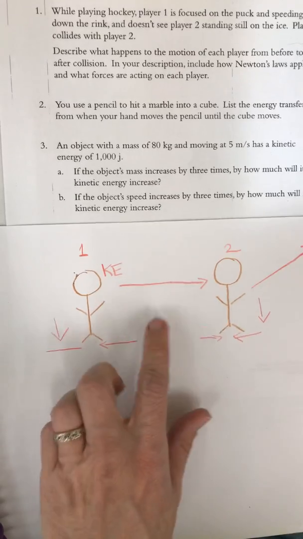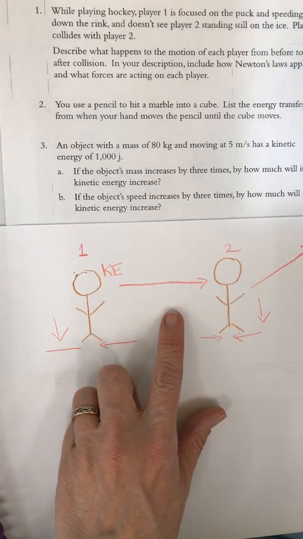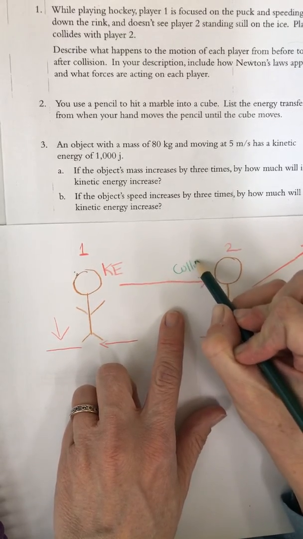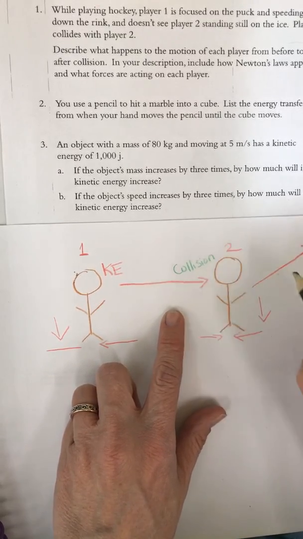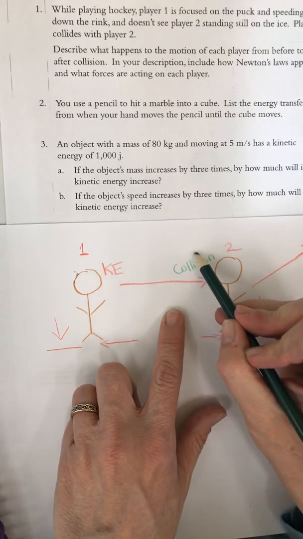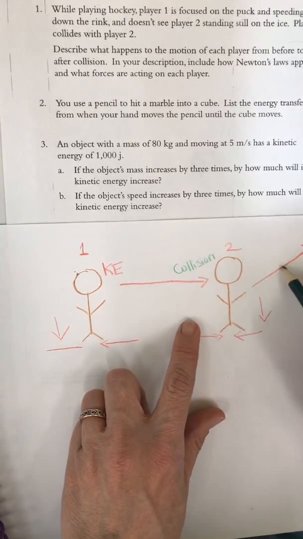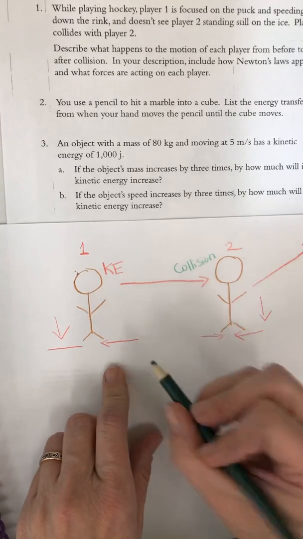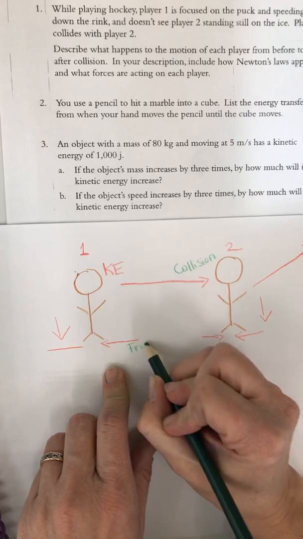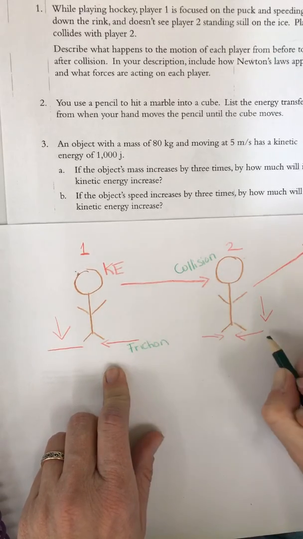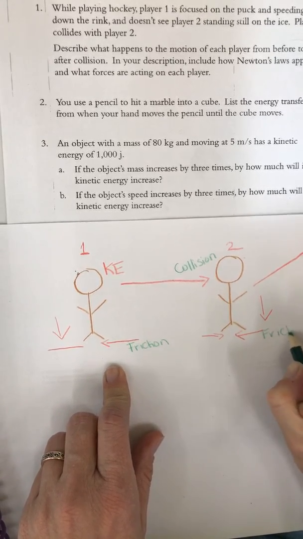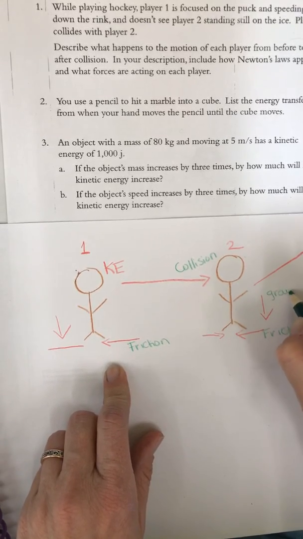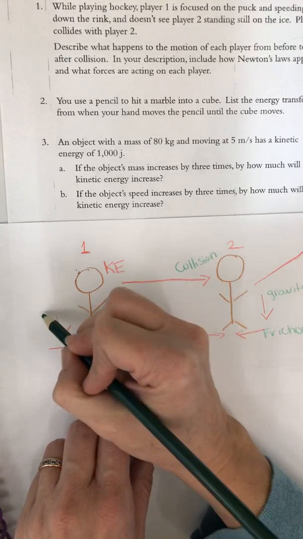So we've got the movement of player 1, and we've got a collision. We've got a transfer of kinetic energy to player 2, which causes player 2 to go off in this direction. We've got friction working against each player in their movement. And lastly, we have gravity pulling down both of the players.